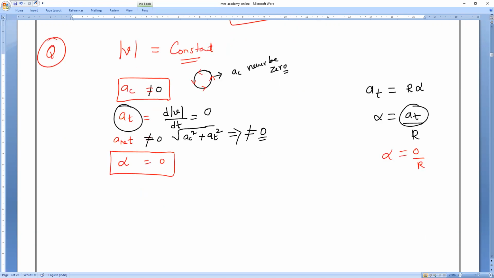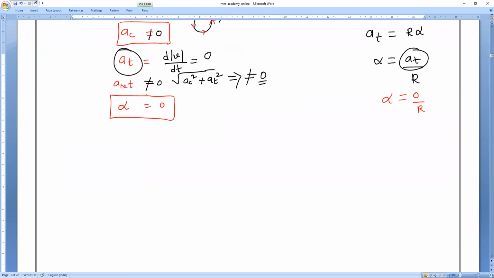Okay, let us discuss now. We all know what the omega formula is. Omega is equal to what? d theta by dt, or v divided by r. Do you remember omega is equal to v by r? Now they are saying that v remains constant.